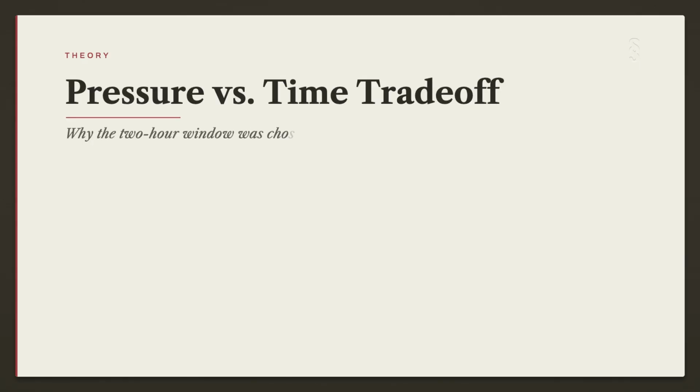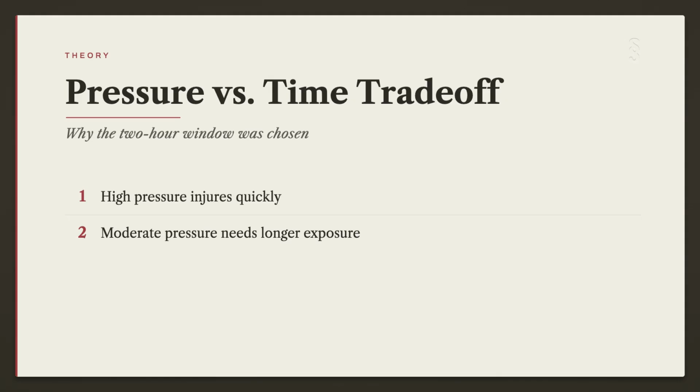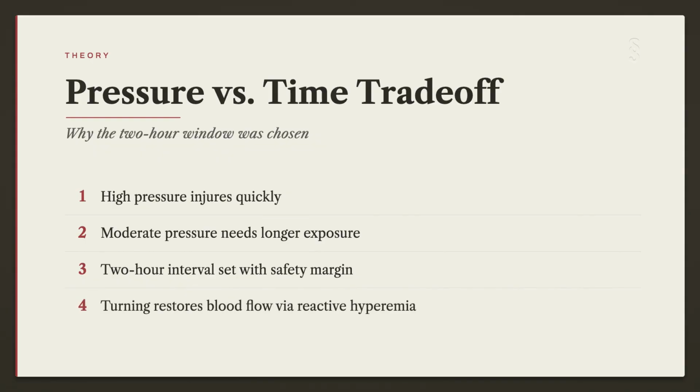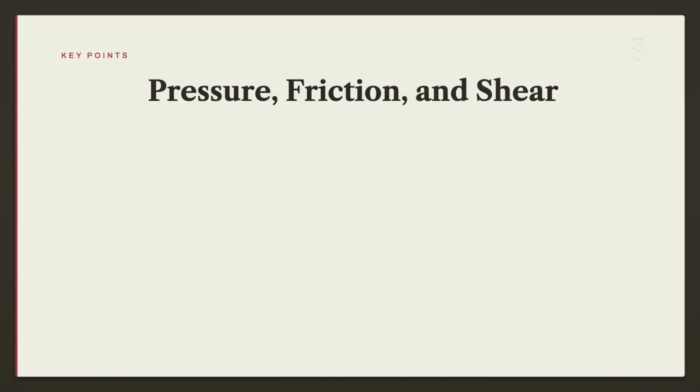The interval exists because damage depends on both pressure and time trading against each other. Very high pressure injures tissue fast, while moderate pressure takes longer to cause the same harm. The 2-hour standard was set inside that tolerance window with margin, and turning lets blood flow return before the next loading cycle. Exam writers separate 3 related forces.